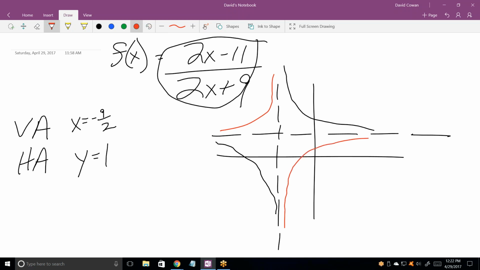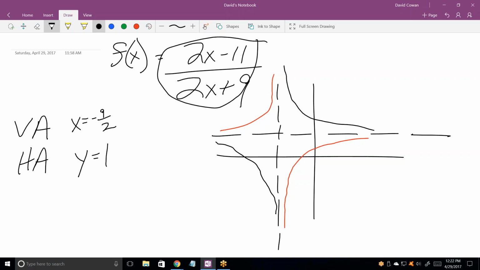How can I determine which it is? If it's positive? No? Plug in a value for x and we'll see where it lands up, and then we'll know which one we have. Plug in an easy value for x. Plug in 0, you get negative 11 over 9. Okay, a negative 11 over 9.